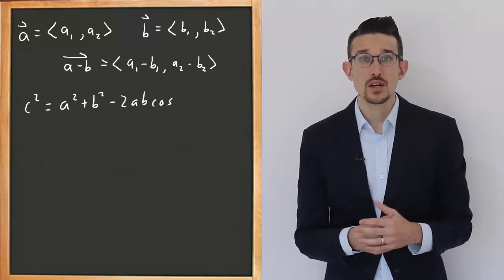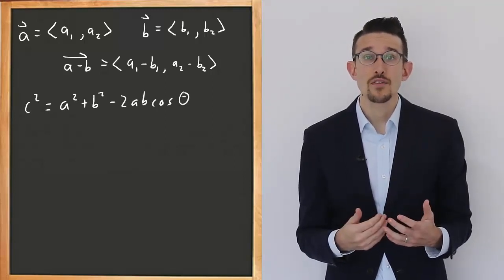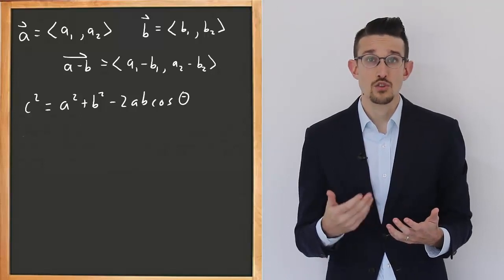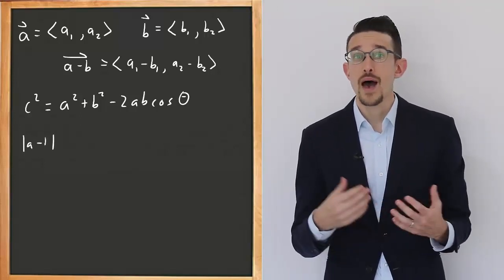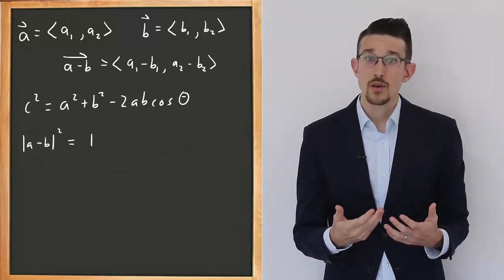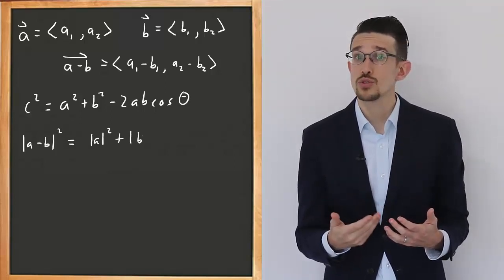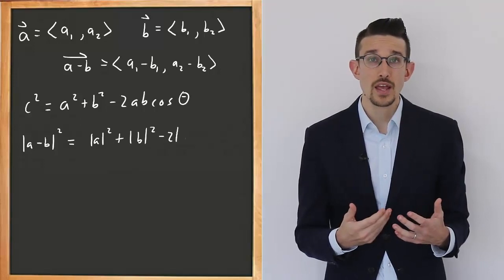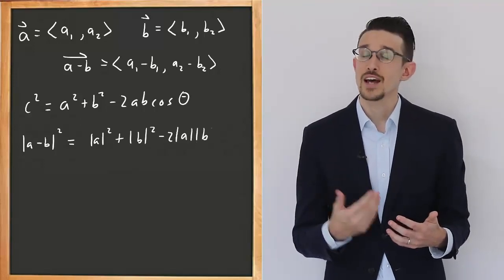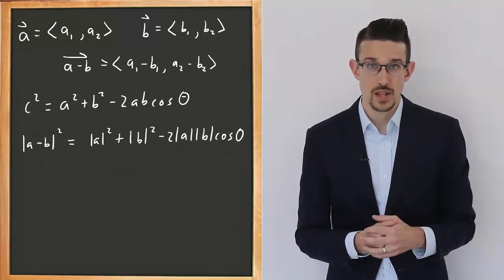The law of cosines tells us that the magnitude of vector a minus b squared is equal to the magnitude of vector A squared plus the magnitude of vector B squared minus 2 times the magnitude of vector A times the magnitude of vector B times the cosine of the angle between them.